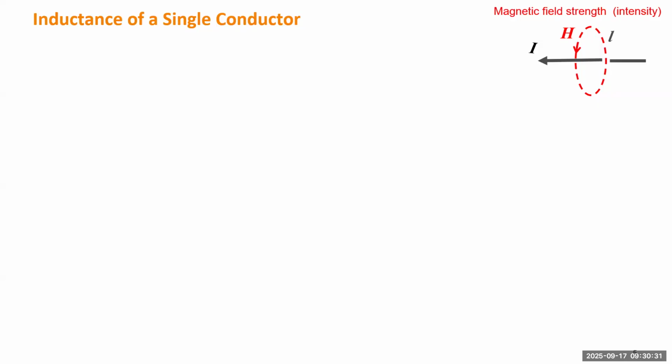To talk about inductance, we have to quickly go over some concepts from the magnetic field. If I have a single wire carrying current I, and you measure a circular path of total length L surrounding this wire, and you measure the magnetic field strength, which is H, based on Ampere's law you can calculate H. So there will be a magnetic field induced surrounding a current I.